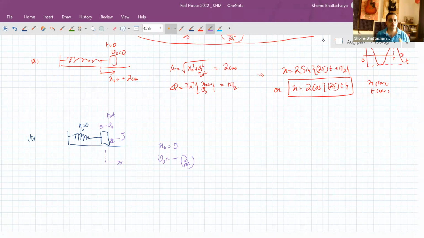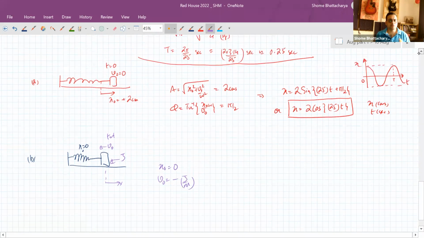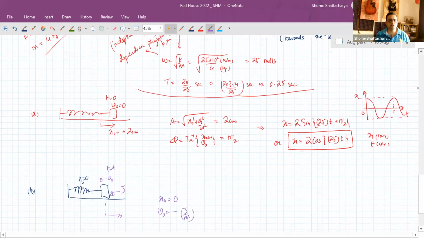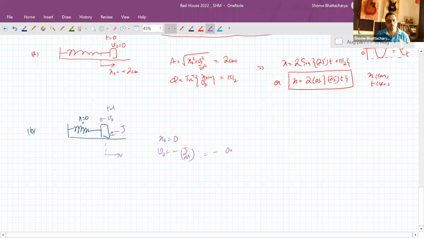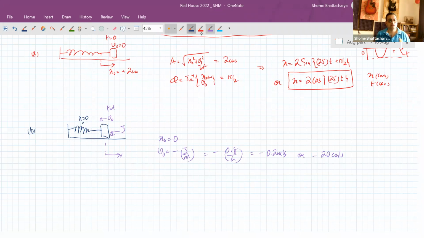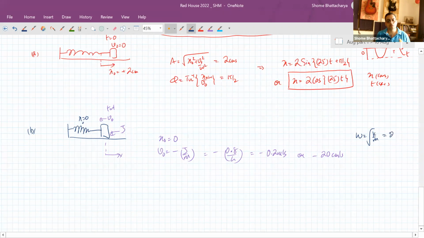So just substitute the values now. What was the impulse you were applying? It was 0.8 Newton second, and the mass of the block is 4 kg. So minus 0.2 meters per second, or minus 20 centimeters per second. That is the v naught. And omega doesn't change, of course. Omega is root k by m, which we have seen is 25 radian per second.